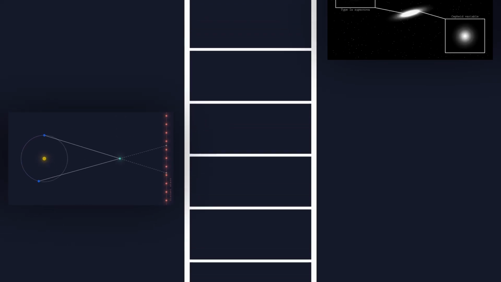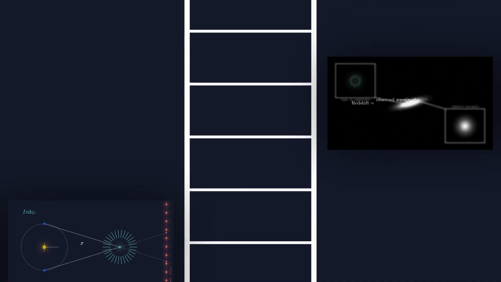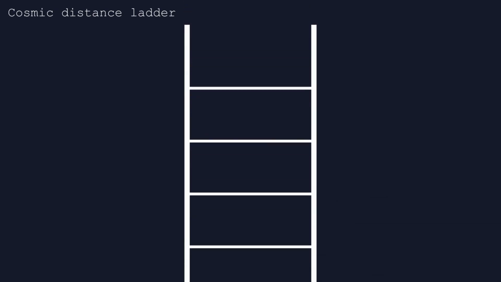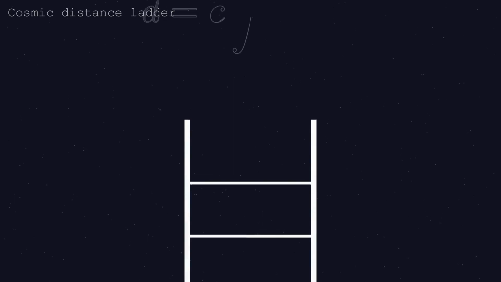Throughout this video, you might have noticed each method was needed for the next. Parallax was needed to calibrate standard candles, and standard candles were needed to find the relationship between redshift and distance. So we often call this sequence of methods the cosmic distance ladder, each technique building to further distances. And according to our current knowledge, this is the highest level.